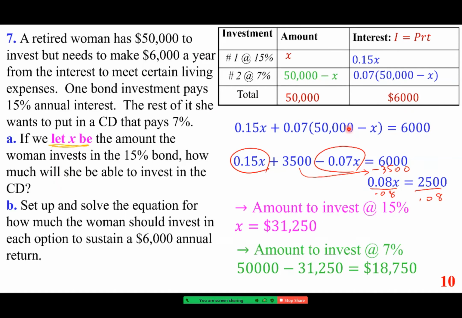This equation is the start of answering part B and then going through the process of solving it. Now, you can always check. How do you check? If you multiply these two numbers plus multiply these two numbers, they must add up to $6,000. That's how you check your work, everybody. Multiply the two and you can check your work. 0.15 times $31,250 plus 0.07 times $18,750 and you have $6,000. You can check it.